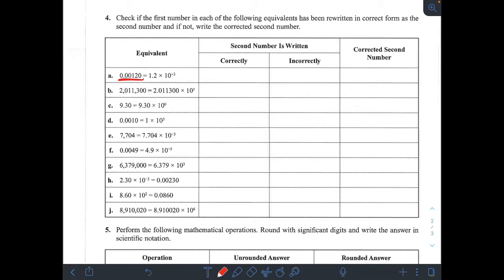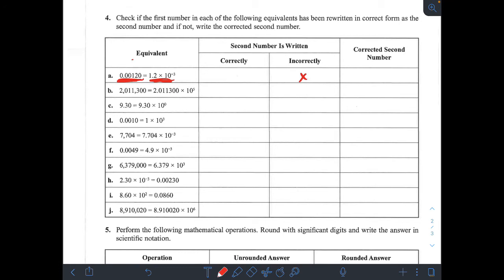For example, this 0.00120, determine whether this is the correct representation of that answer. Okay, if it's not, in this case it isn't, I'm going to say incorrect, and I'm going to write the number correctly.